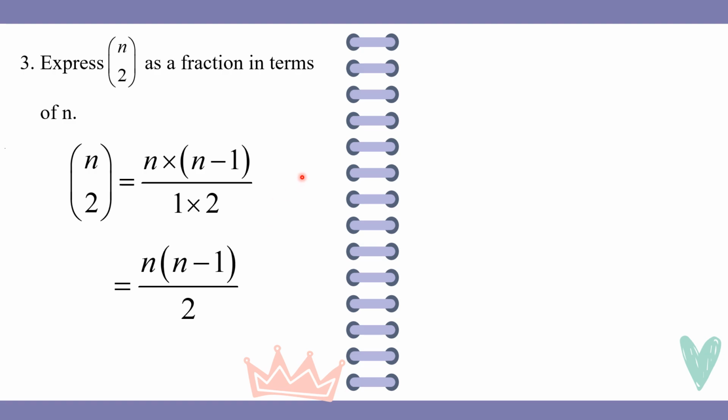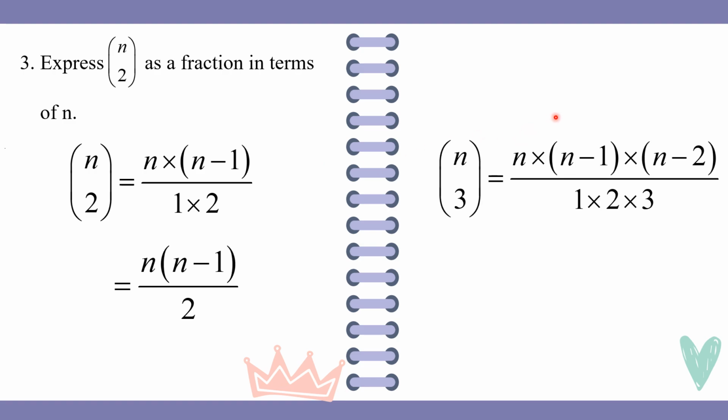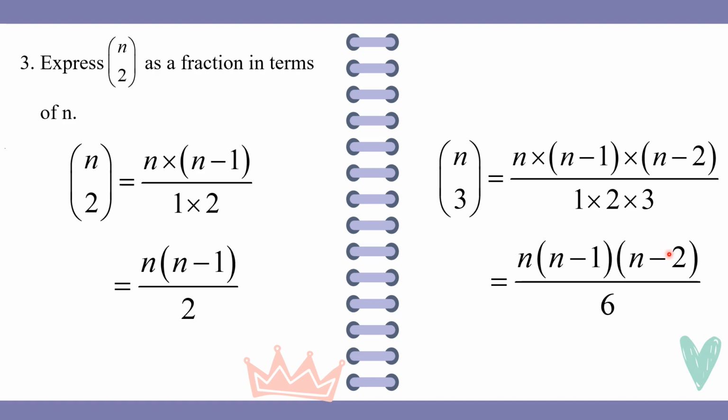In the same way, we can express n choose 3 as a fraction in terms of n. This time we'll do it 3 times. The numerator will go downwards 3 times, and the denominator starting from 1 will go upwards 3 times. Simplifying, that will give us n multiplied by n minus 1 multiplied by n minus 2 over 6.